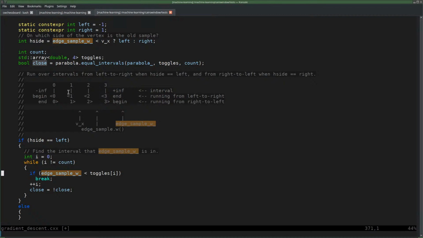And I guess I need to do the same thing for the vertex though. Or do I? Not really. Not really. Okay. Find the nearest interval.